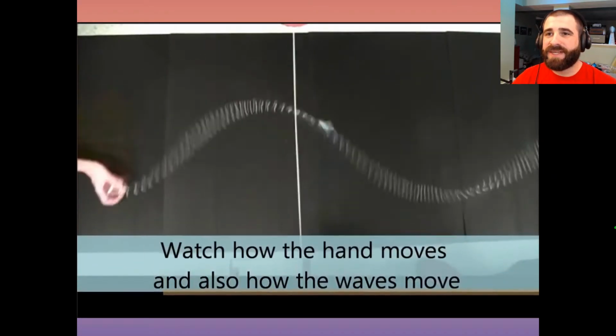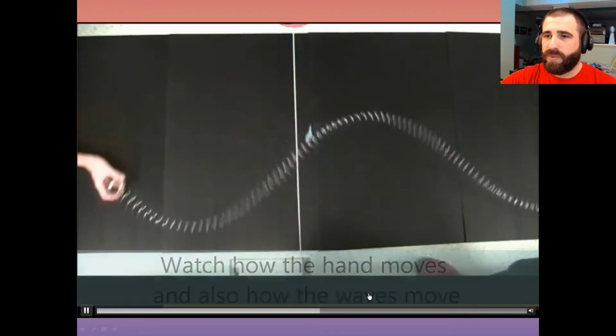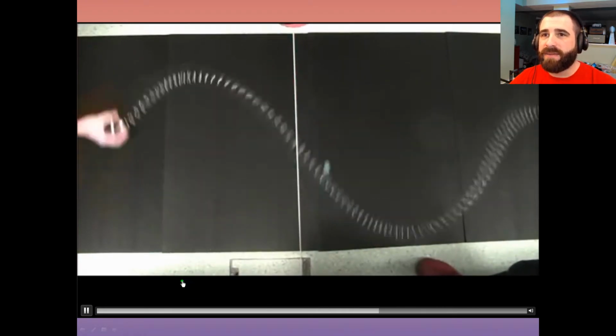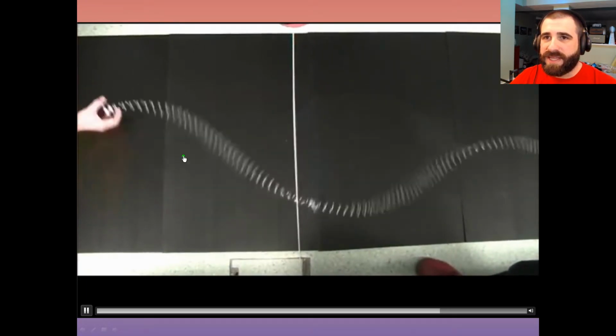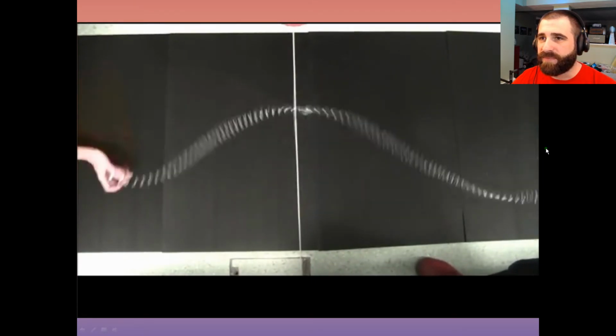Kind of like this. And this happens every time. So you can see better here. So with this giant slinky, the oscillation is going up and down, and the energy is going left to right.